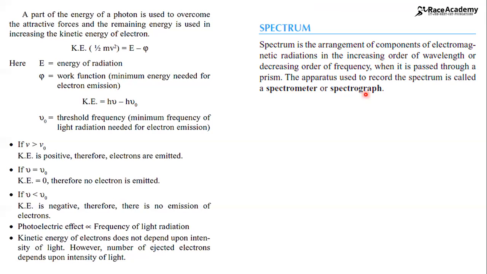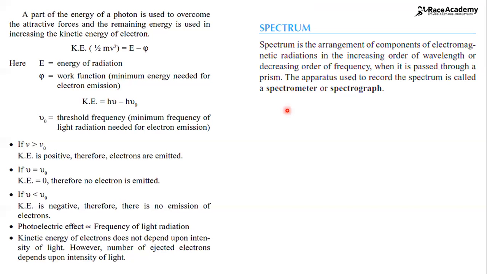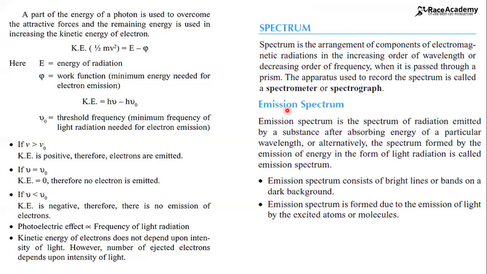When it is passed through a prism, the apparatus used to record it is called a spectrometer or spectrograph. In that, we observe the different colors of light. A particular range of colors is called visible light. That means every color we can observe lies in the visible light region of 400 nanometers to 700 nanometers.